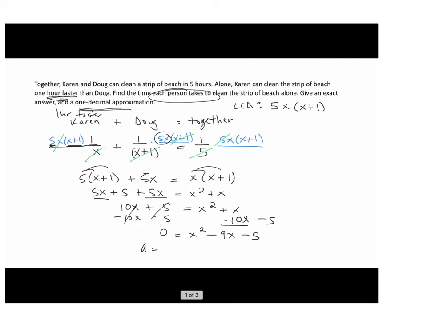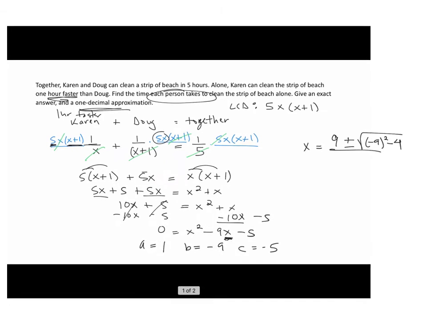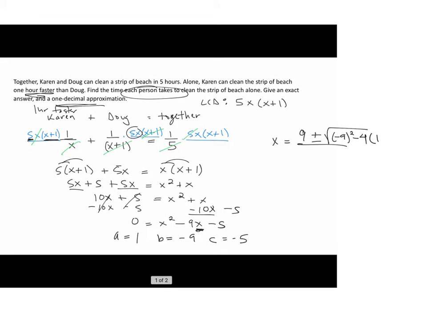So let's use the quadratic formula. A is the coefficient of x squared, b is the coefficient of x, and c is the constant term. So we're solving for that middle variable. x equals negative b, so negative negative 9, that's positive 9, plus or minus the square root of b squared minus 4 times a times c, all over 2 times a.